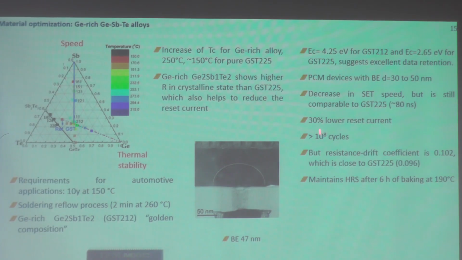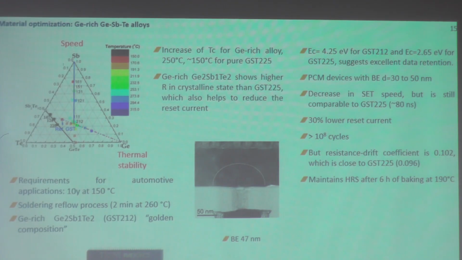Also very nice cycling endurance, 10 to the 8 cycles. But there was also the problem with resistance drift, with a coefficient of 0.1, which is on the average of GST 225, which is also close to 0.1. So this is the one problem with such composition, but it maintains the high resistance state, so the amorphous state, after 6 hours of baking at 100 degrees C, so a very stable phase.